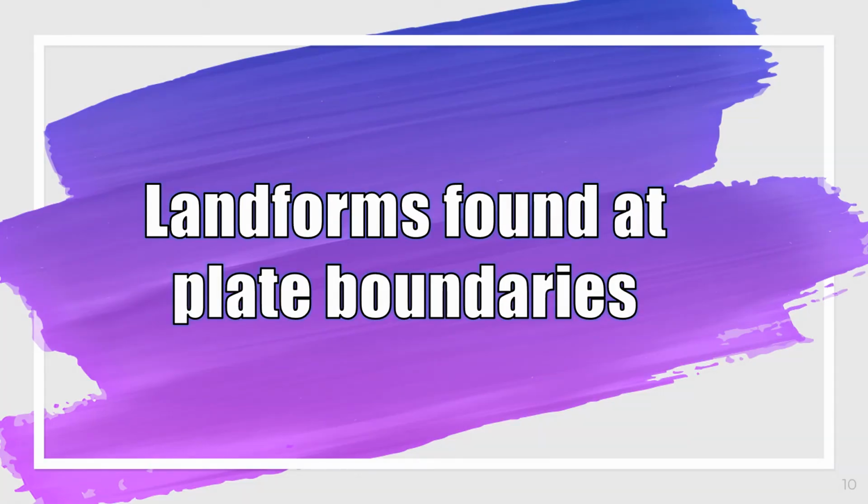What are the different landforms found at the plate boundaries? Let us talk about them one by one. The first one is what we call deep ocean trench. The type of plate boundary is convergent. As the more dense oceanic plate subducts under the less dense oceanic plate or continental plate, it pulls down the front edge of the less dense plate, creating a deep zone known as the trench.